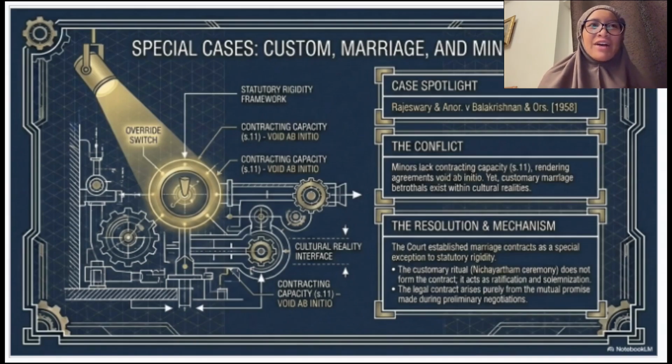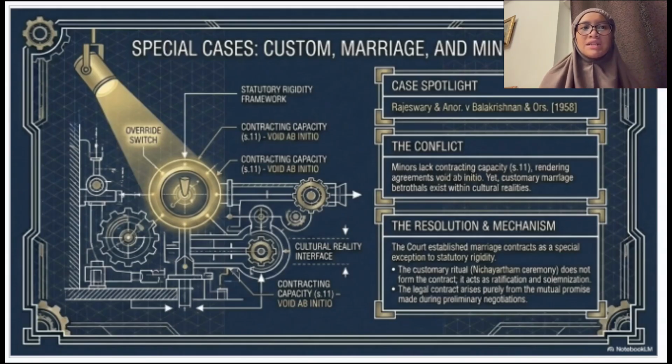Moving on to the next slide, I will be talking about a special situation in contract law involving custom, marriage, and also minors. Under Section 11, minors generally do not have the legal capacity to enter contracts. Because of this, agreements made by minors are usually considered void ab initio, meaning they are void from the very beginning. However, this slide highlights an exception involving customary marriage arrangements. In some communities, customary marriages or betrothals involving minors are recognized as a part of cultural traditions. This creates a conflict between strict legal rules and also cultural practices.